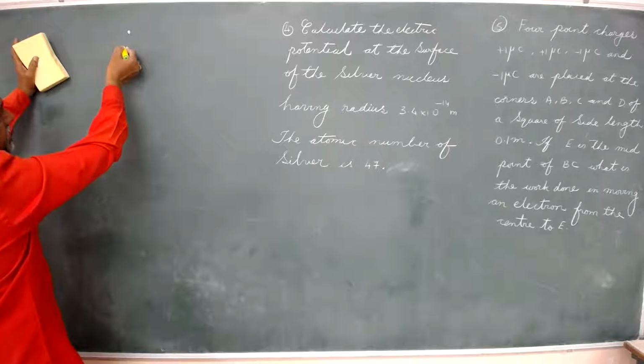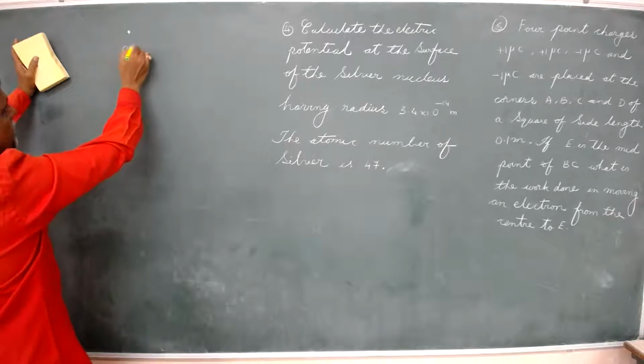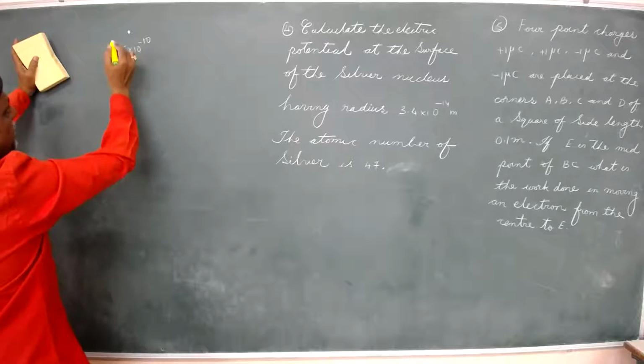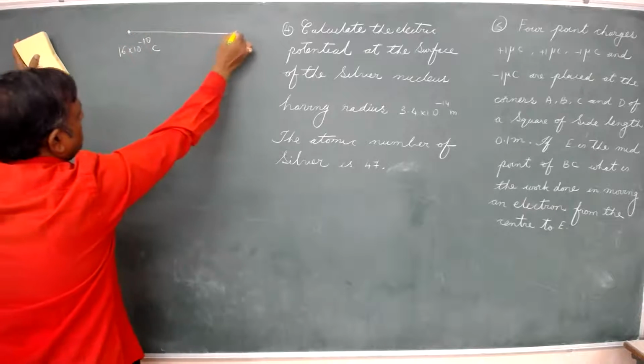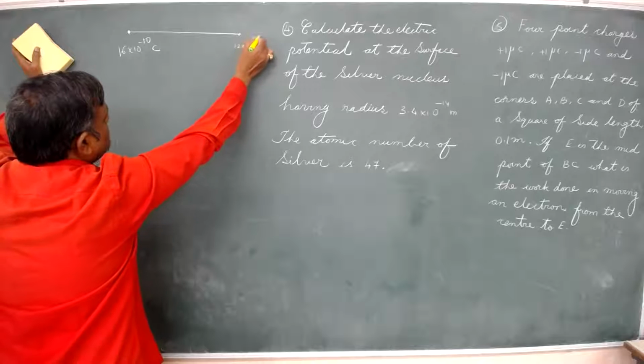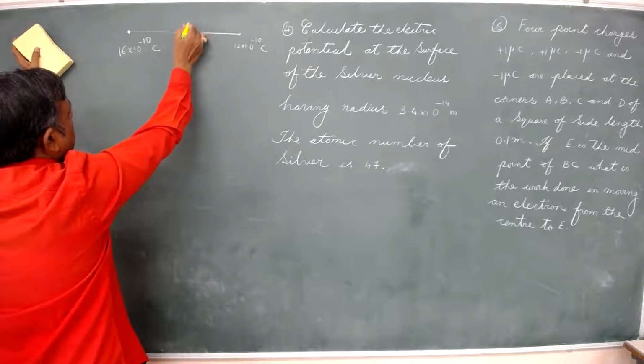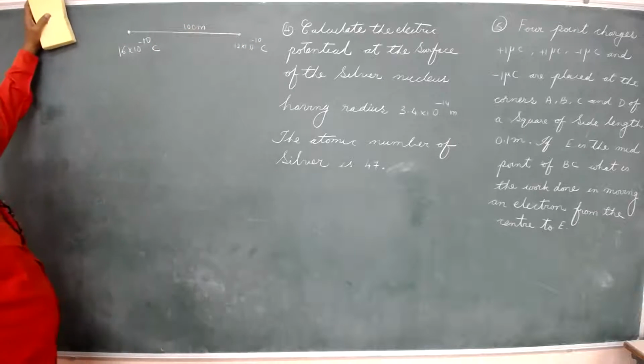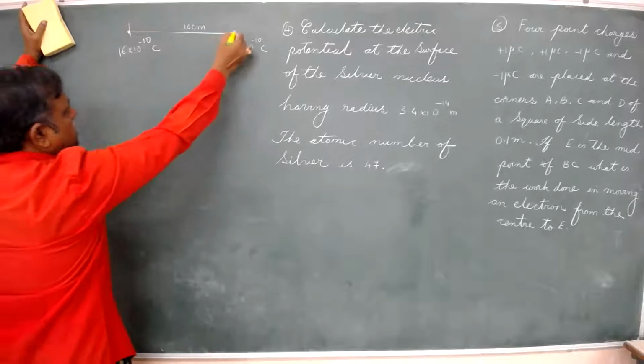First charge is what, man? 16 into 10 power minus 10 coulomb. Okay. So the second charge is how much? 12 into 10 power minus 10 coulomb. So the distance between them is 10 centimeter. Right? At 10 centimeters of distance, what happens?